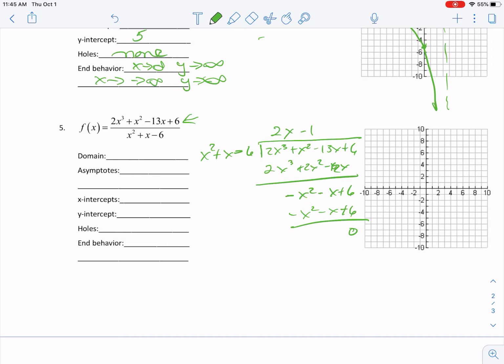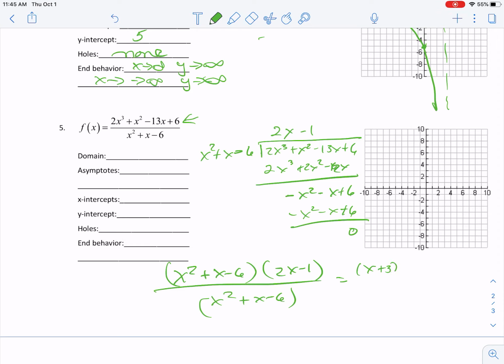So I have a common factor. So the top is x squared plus x minus 6 times 2x minus 1. And the bottom is x squared plus x minus 6. And I said, oh, wait, that factors. So this is x plus 3, x minus 2, 2x minus 1, and x plus 3, x minus 2. I have 2 holes. I have one at -3, and I have one at 2.